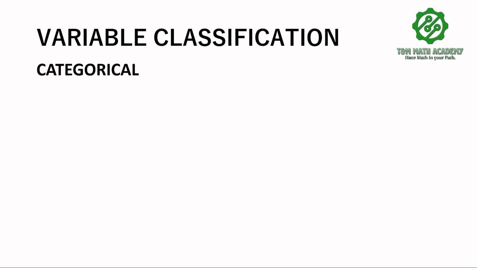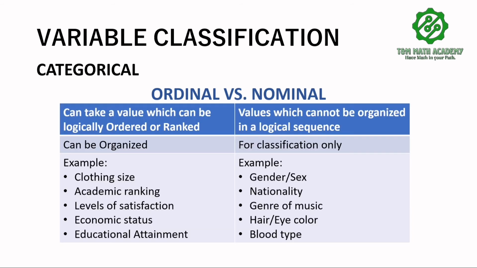Keywords for categorical variables. This means quality or characteristics. So, walang numbers na involved. Okay? Let us differentiate ordinal and nominal variables. This is one subcategory or classification for categorical variables. Ordinal variables can take a value which can be logically ordered or ranked. This can be organized. For example, clothing size, academic ranking, levels of satisfaction, economic status, and educational attainment.